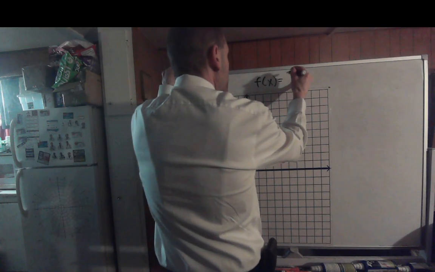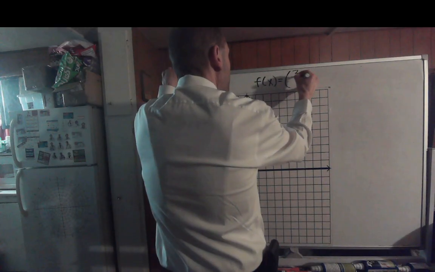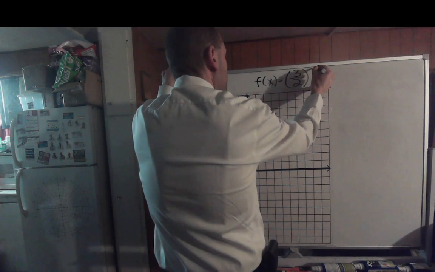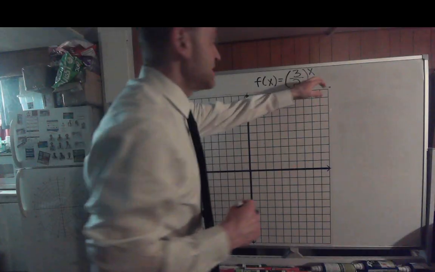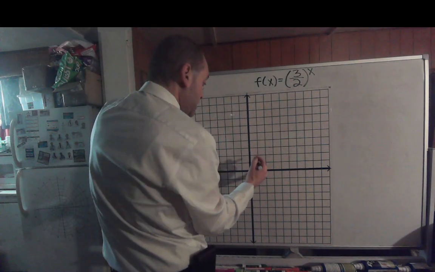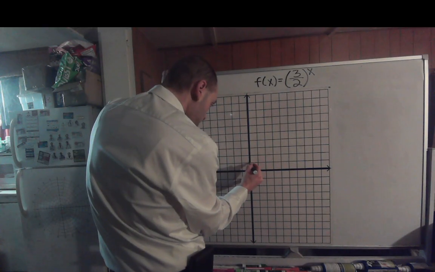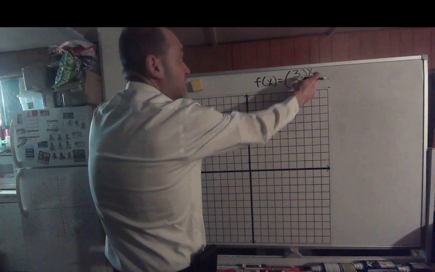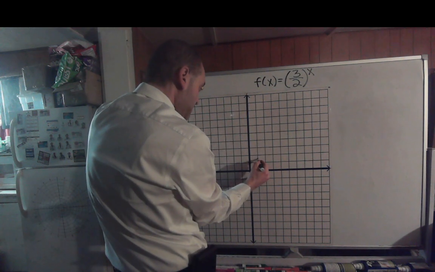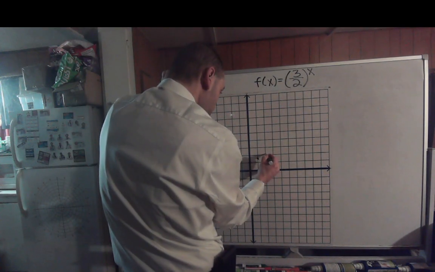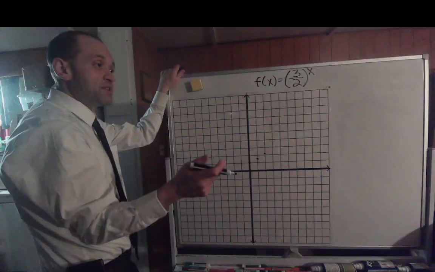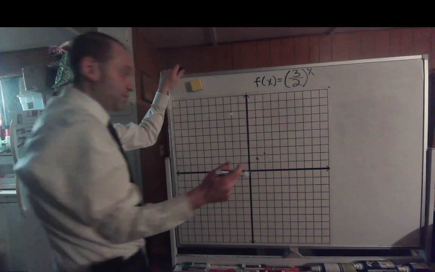Let's do one more fractional, then I want to talk about the number e. So f of x equals 3/2 to the x. So we have a fraction greater than 1. Let's see what happens. So if I raise this to the 0 power, I'll get 3/2 to the 0, which is still 1. What if I raise it to the first power? That'd be 3/2. I raise it to the second power, I'll get 9/4, which is 2 1/4. I raise it to the third power, I'll get 27/8, which is going to be 3 3/8.